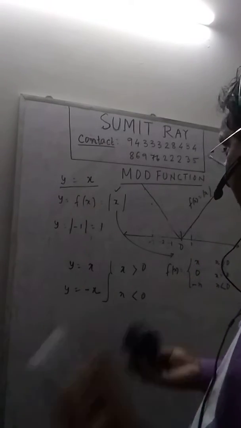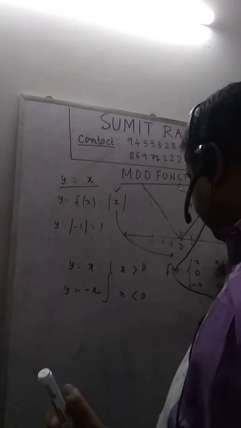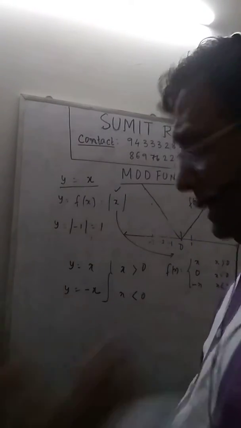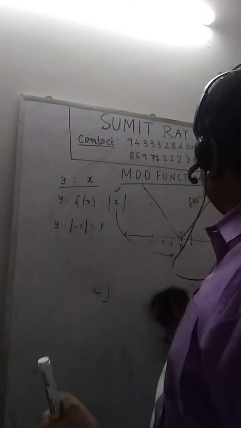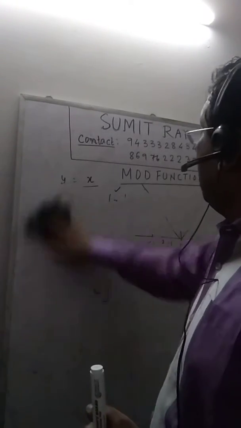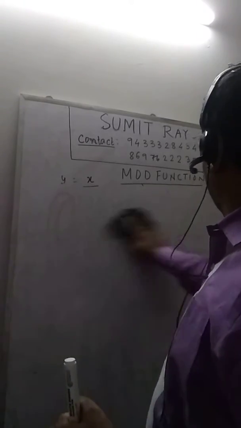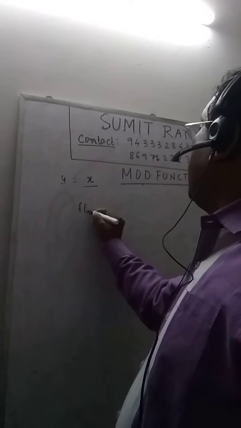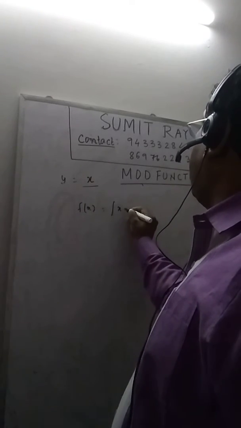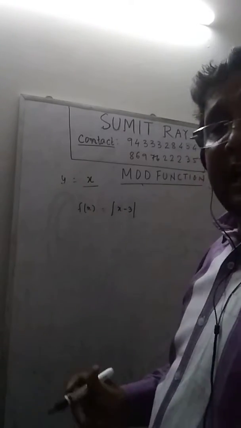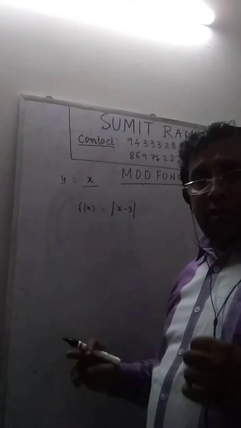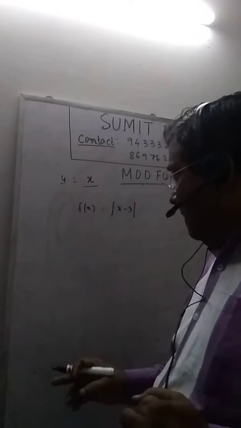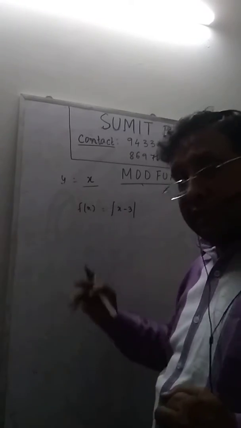If we think about a little more difficult ones, students are unable to transform the mod function into piecewise functions. Let us see. Suppose I take one mod function as f of x is equal to mod of x minus 3. Here I don't want to go for the graph. I want to understand how to convert this mod function into a piecewise function. That is very important. Now, how to convert this mod function into piecewise functions?